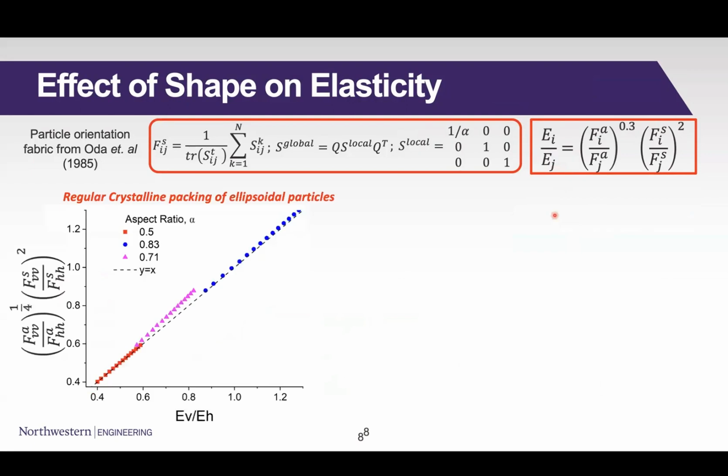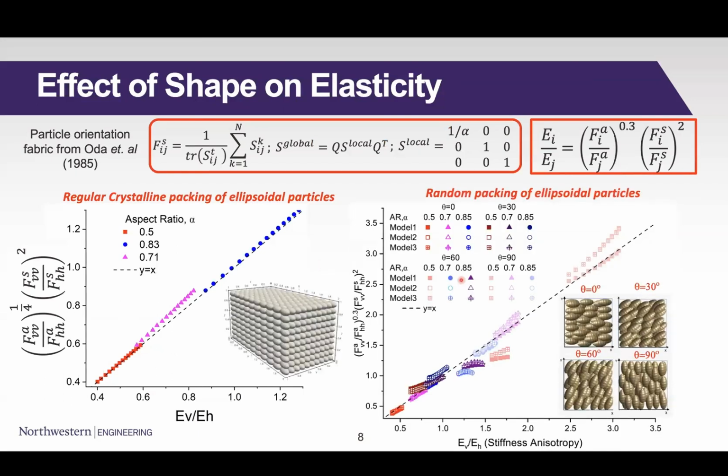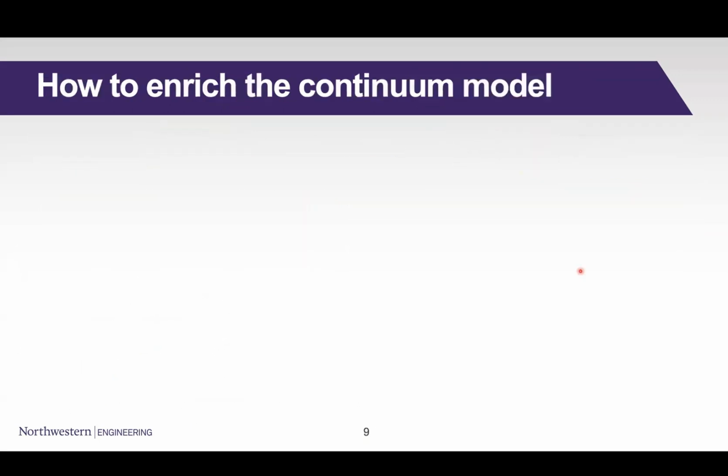And then we compared it for a regular crystalline packing for three different aspect ratios. And you can see that the expression performs really well. And then we compared this expression for the random packing as well, for four different orientations and three different aspect ratios. And still in this case, even though you see some slight mismatch, overall the match obtained for all these assemblies is pretty good and pretty close to the expression that we have obtained here.